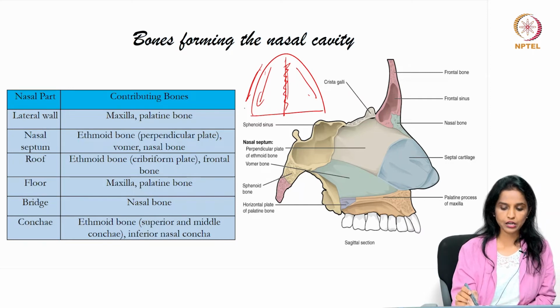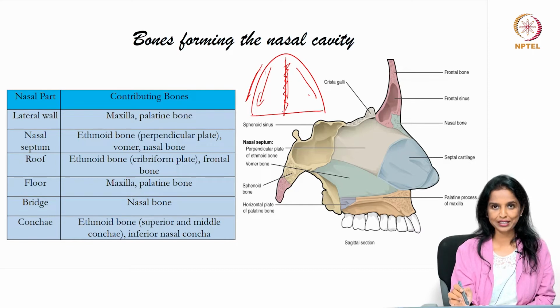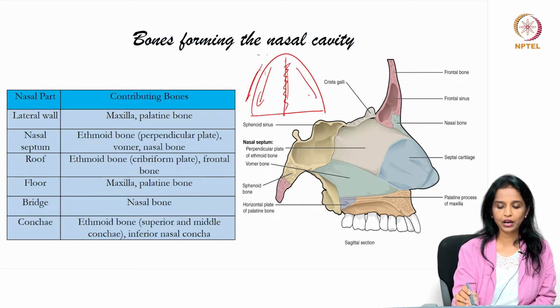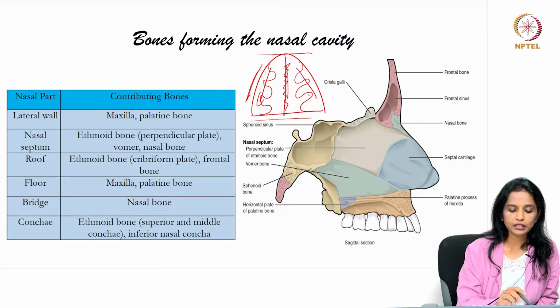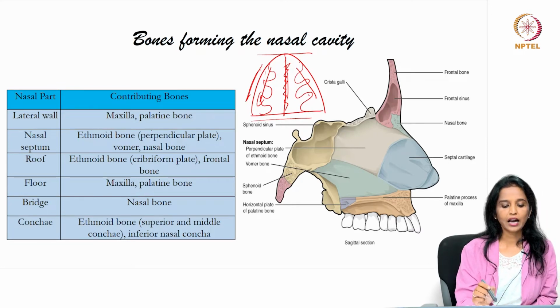So, we have the lateral wall and the nasal septa, those are the 2 important points, and then we have the roof, the floor and the bridge, and from here you know that there are 3 concha projecting from the lateral wall. So, these are the concha regions. What goes into forming the lateral wall? The maxilla and the palatine bone form the lateral wall.